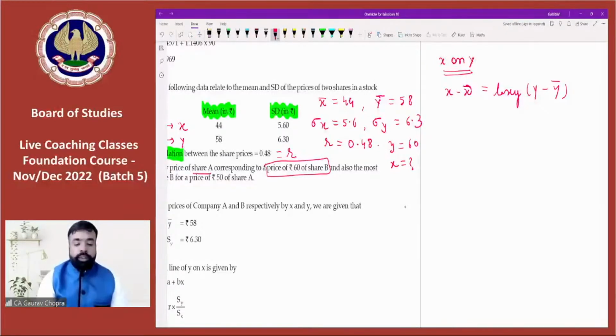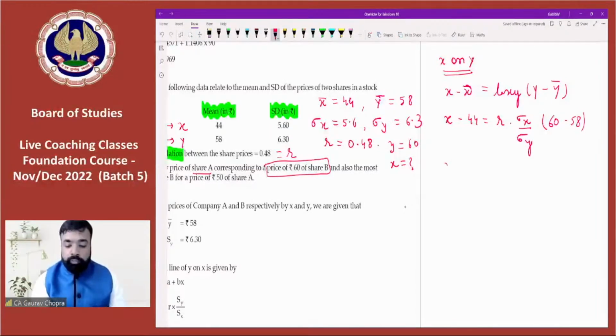Now we can write the values. X we don't know. X bar is 44, equal to Bxy. What is the value of Bxy? It is not available, but we can use the formula. Which formula can be used here? Since the standard deviation is given, we use the first formula, that is R multiplied by sigma X upon sigma Y, and then Y minus Y bar. Y is given as 60 and Y bar is 58.